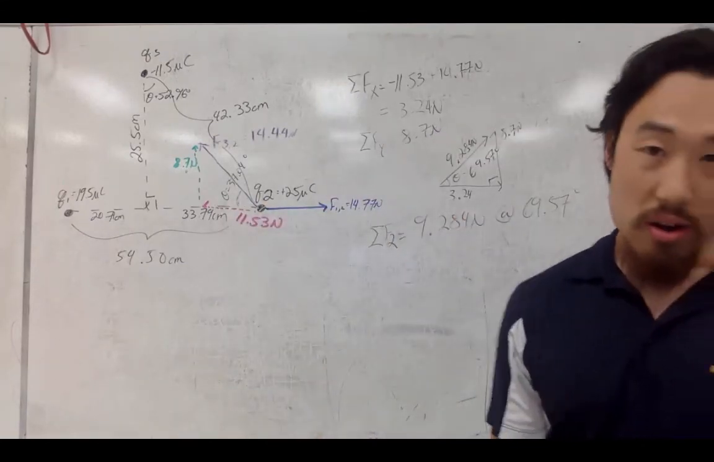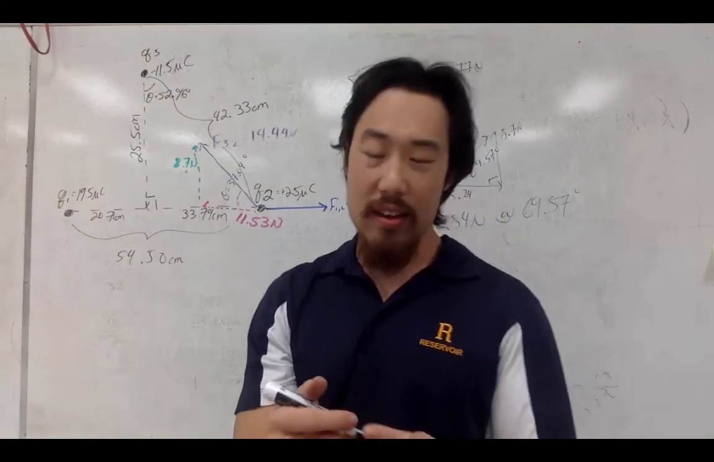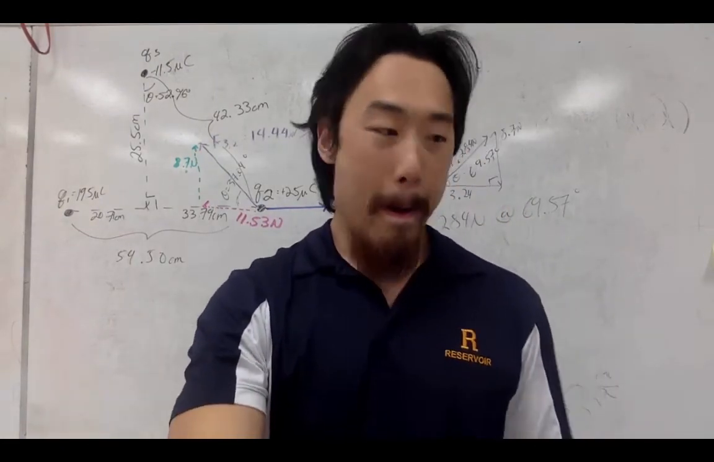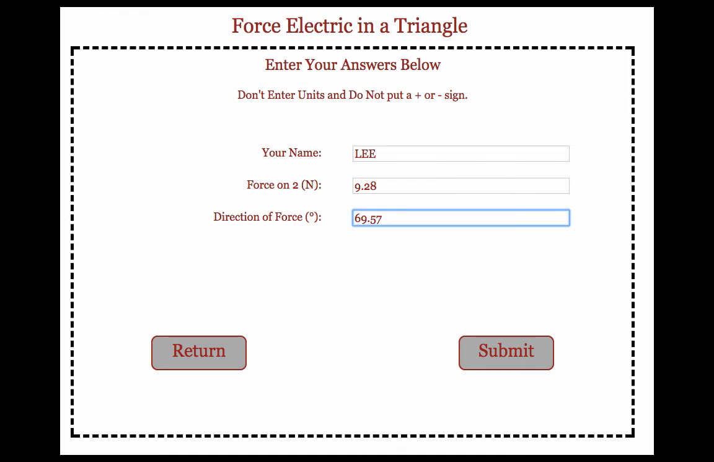All right, fingers are crossed. Let's see if I got this correct. I'm gonna plug in my answers. All right. It's time to plug in my answers. My net force on charge 2 is 9.28. My direction is 69.57 degrees. Fingers crossed.